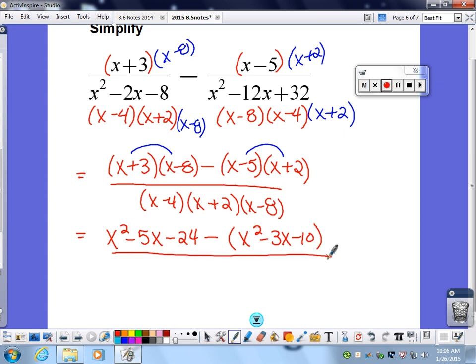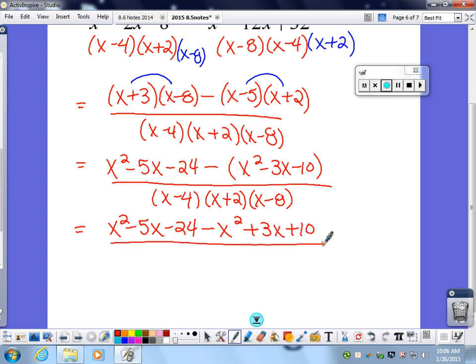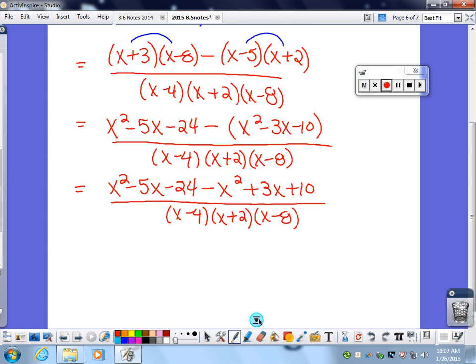All over, do not drop that denominator. Some people want to throw away that denominator, but you can't. It's got to follow you all the way through the problem. So you start off with a fraction, you're probably going to end up with a fractional answer. Okay, let's combine like terms in the top. So I got x squared minus 5x minus 24 minus x squared plus 3x plus 10 all over my common denominator. Do not multiply this back together. Possibly at the end, but not yet. Now, see if you can get any common factors out of the numerator first.